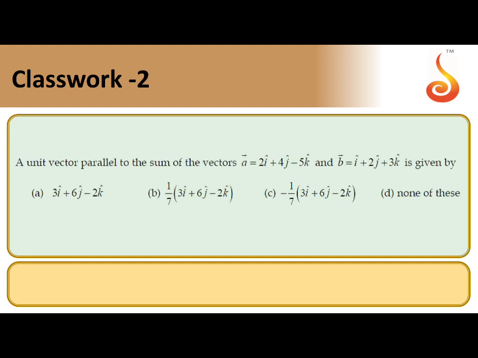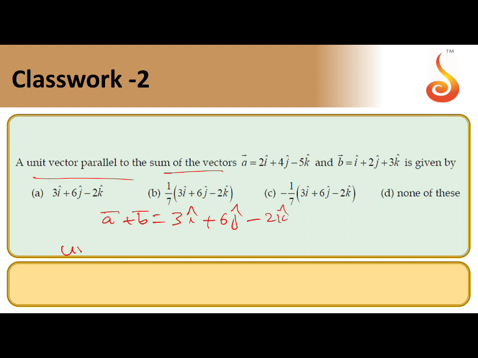Next question. Unit vector parallel to the sum of vectors. So you have to find the sum of the vectors, that means A bar plus B bar. A bar plus B bar means add the corresponding i terms, j terms, k terms. 2i plus i is 3i. 4j plus 2j is 6j. Minus 5k plus 3k is minus 2k. This is the vector A plus B.